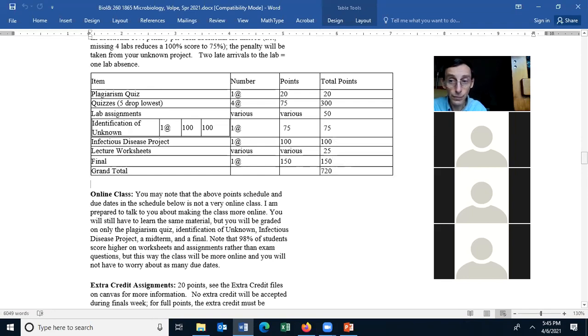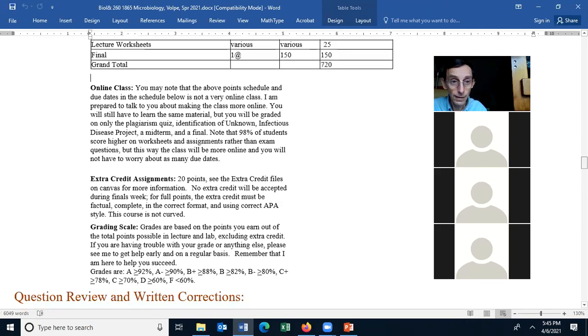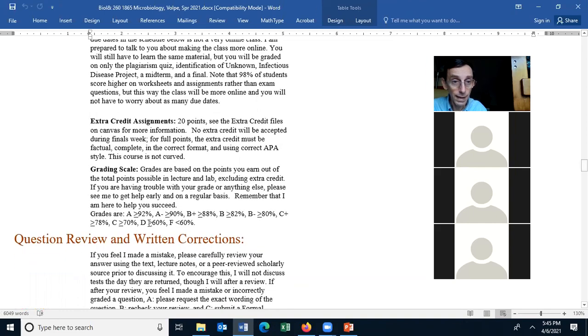If you get 720 out of 720, you get 100%, and that will be an A. Anything over 92% is an A, over 90% is an A minus, over 88% is a B plus, etc. Any question about that? All right, so that's the grading scale. There are 20 points of extra credit in this course.